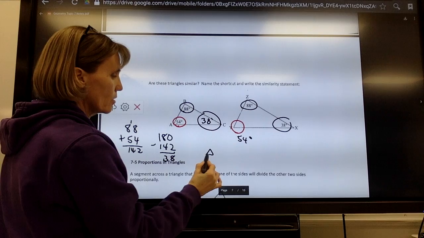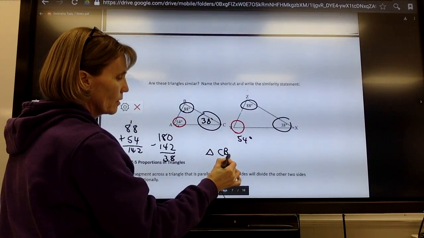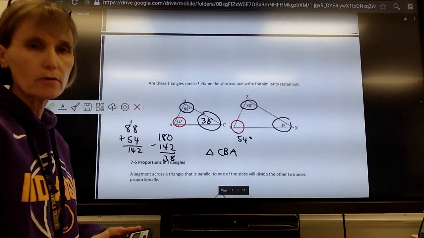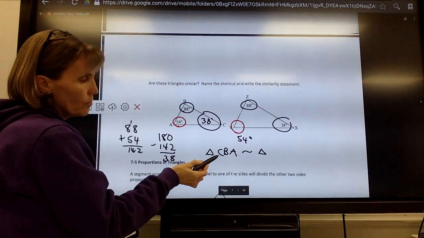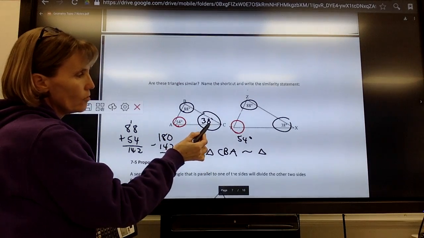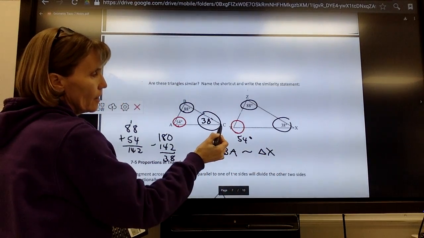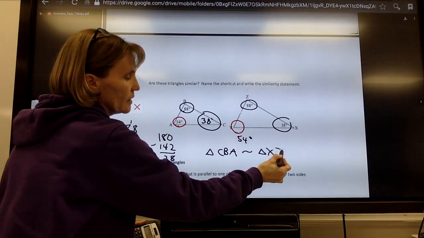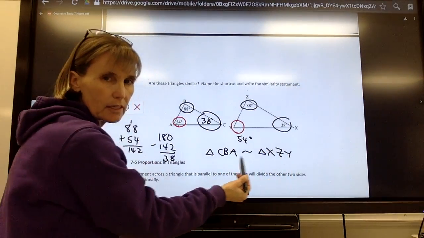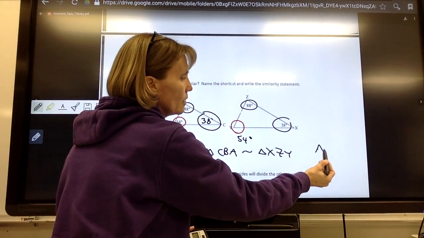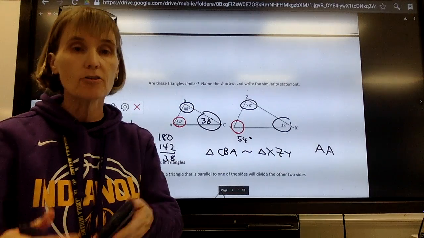I would say triangle, I'm going to name it this time CBA. And remember, it doesn't matter how you name the first triangle, but it is similar to triangle. Because I started with letter C in this triangle, I've got to start with the angle that corresponds to C, which is X. Then I went up to B, so I have to go up to Z and then Y. They are similar to each other. This is my similarity statement. And my reason is that shortcut AA. It's not AAA, there's only two A's.